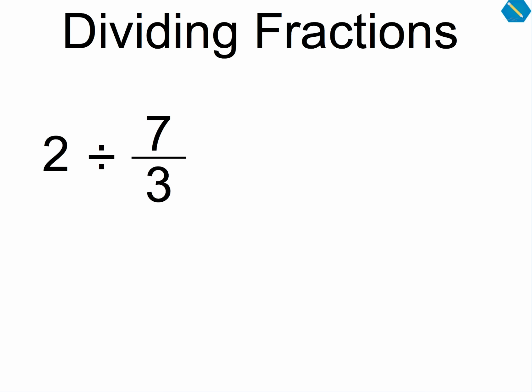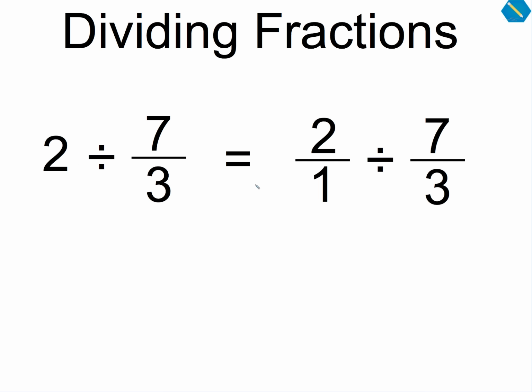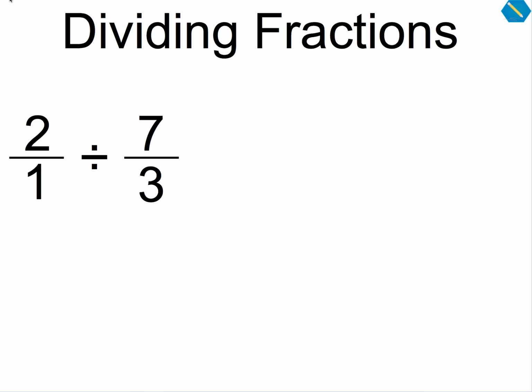Alright, one last example here, 2 divided by 7/3. If you have a whole number divided by a fraction or multiplied by a fraction, you want to change that whole number into a fraction to make it easier. So remember, like we already talked about, to change 2 into a fraction, you would just change it to 2 over 1. So now we have 2 over 1 divided by 7/3, and we want to change that to a multiplication problem. So it'll stay 2 over 1.